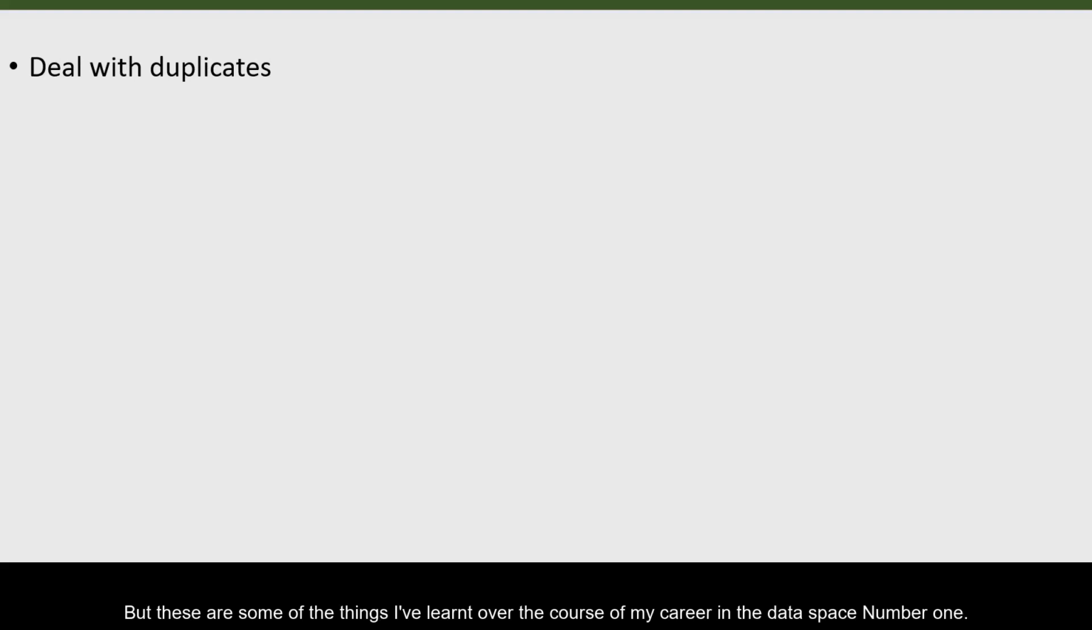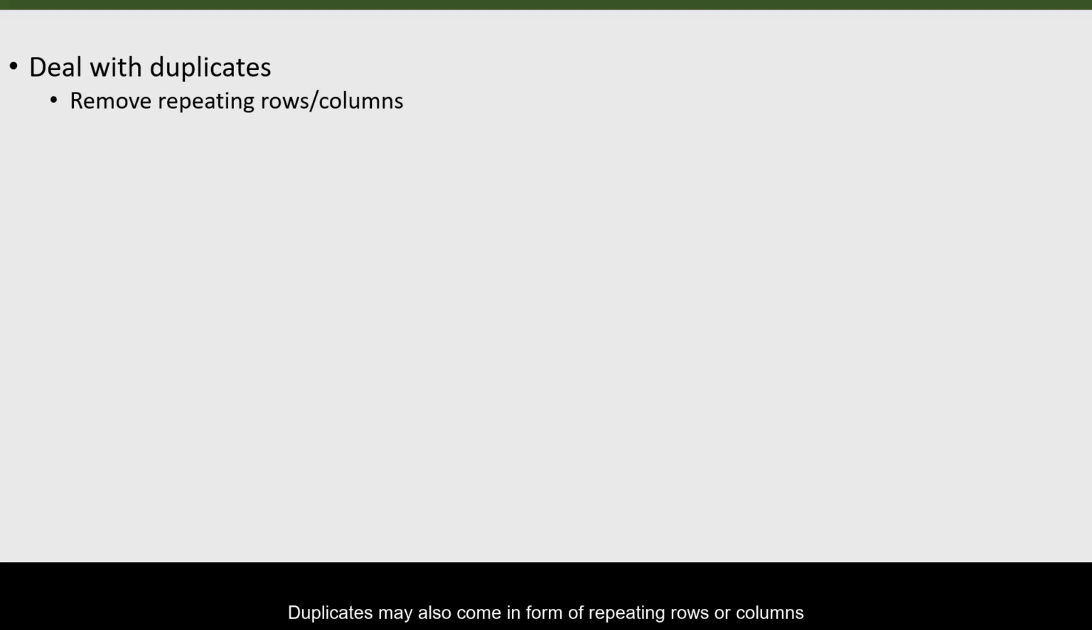Number one, your data may have duplicates. Therefore, you need to deal with the duplicates. When you have duplicates in your data, that is repetition. You cannot analyze the data like that. You need to remove the duplicates. Duplicates may also come in form of repeating rows or columns in the data, which means that an entry on a row is repeating itself, or a column has been duplicated. In that case, you need to remove the column. You need to remove the rows because that is repetition. Deal with duplicates. That's one of the rules of cleaning dirty data.